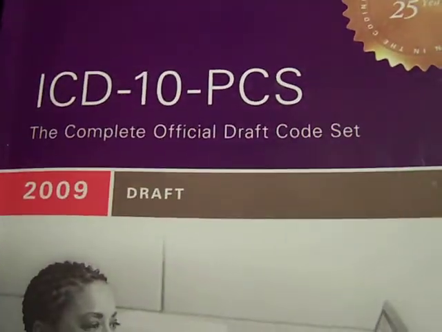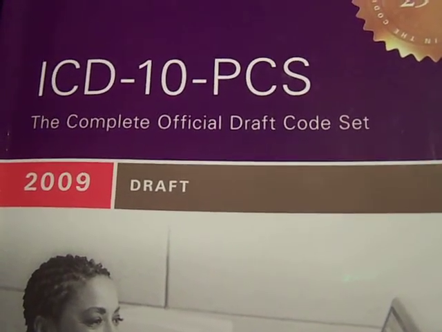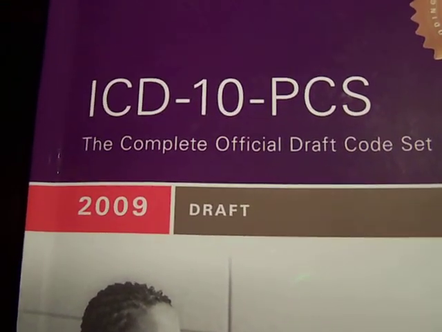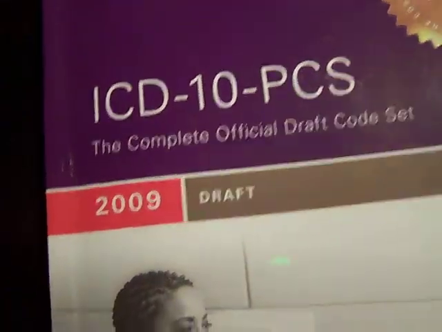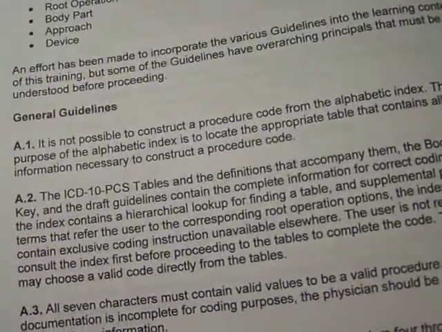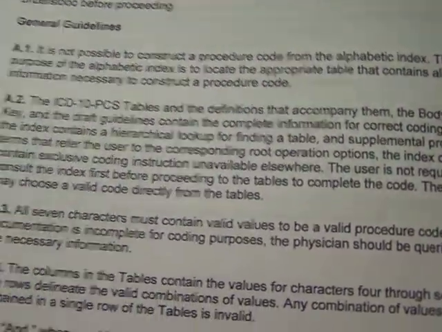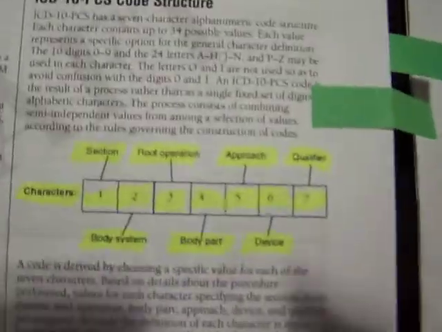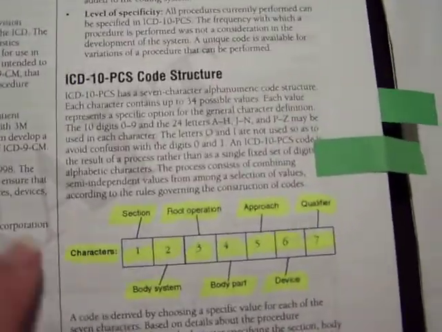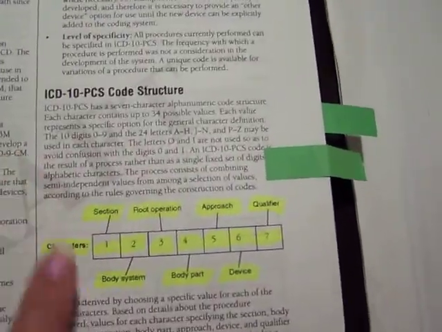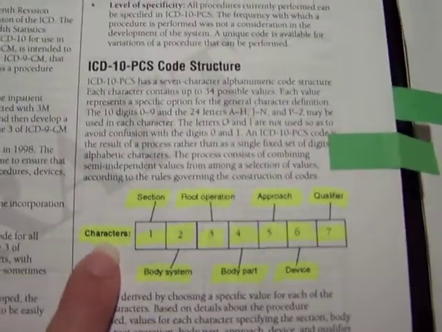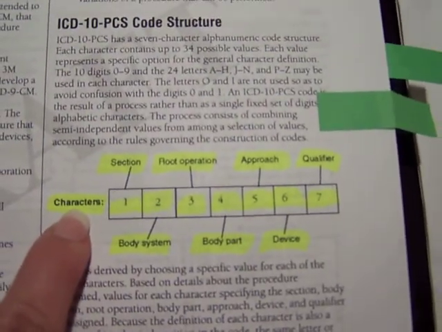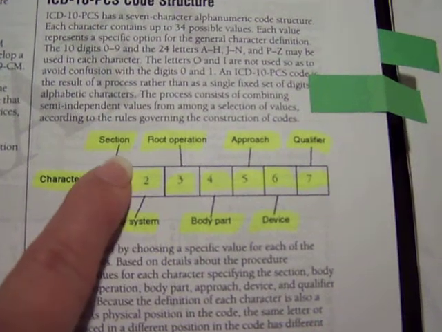And I'm just going to show you a couple of examples here after I show you how to build an ICD-10 PCS code. So the first thing we're going to do is take a look at what makes up a PCS code. What we have here is the structure of the code. We have 7 characters. And the first character is our section.